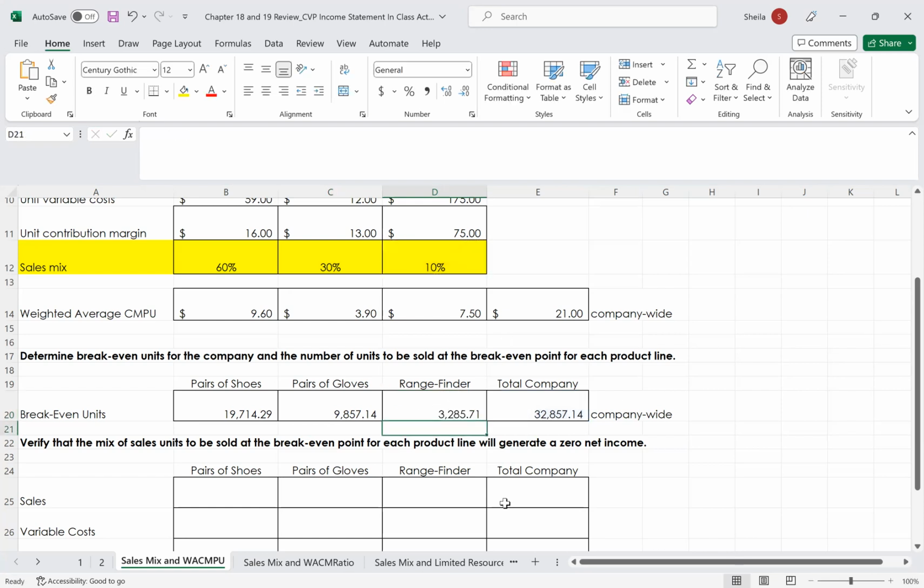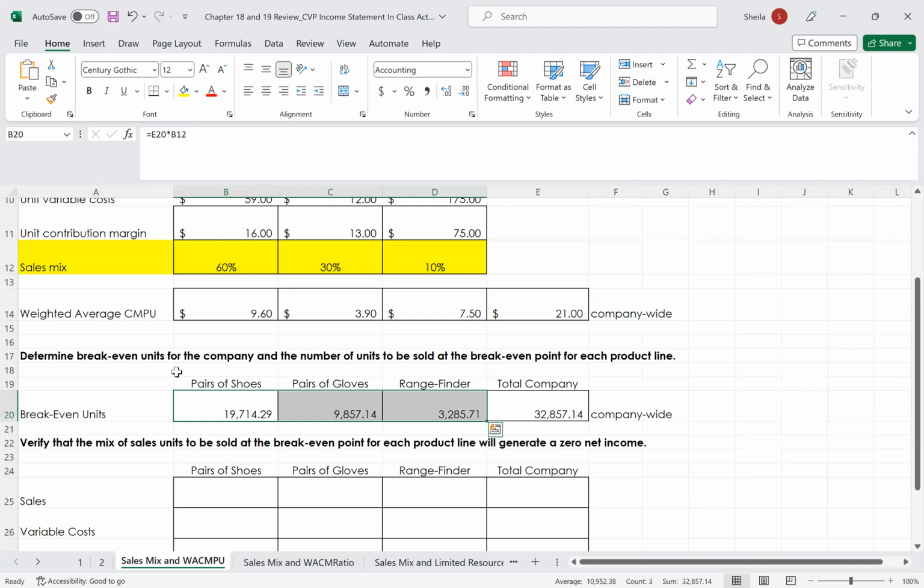Now, if I add these up, and I'm actually going to have you just look at something down here at the bottom. I just add up these three, if I can grab them correctly. Okay, see down here where I have the sum of 32,857.14. Now I know that I've allocated everything correctly, because remember, when I added up the sales mix percentages, they equaled 100%.